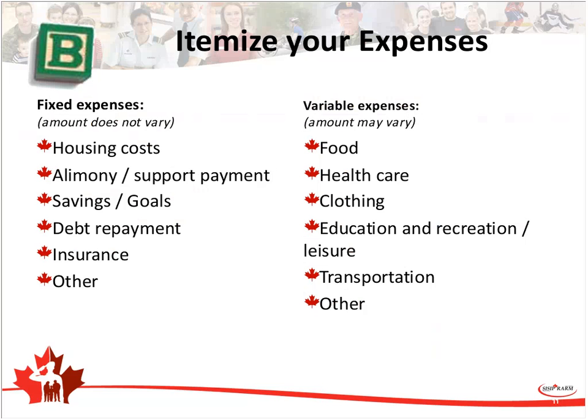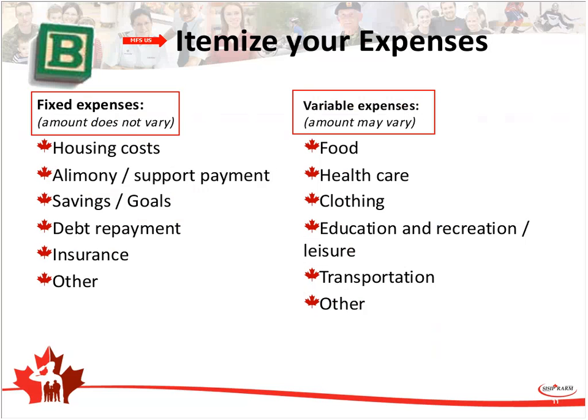All right, next step is to itemize your expenses. So there's fixed and variable expenses. Obviously, fixed expenses, they're going to be the same each month, right? Savings, debt repayments, your insurance costs, housing costs like rent. I don't know if anybody can think of any other fixed expenses. Go ahead and type it into the chat there.